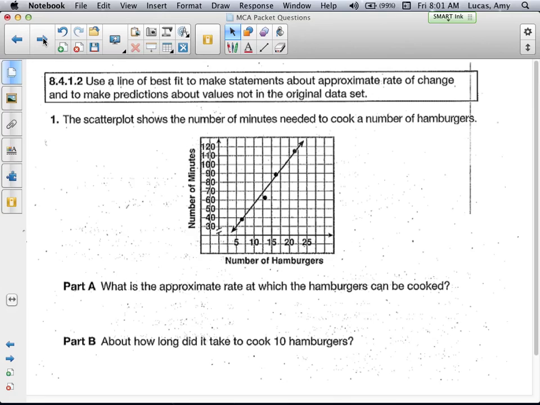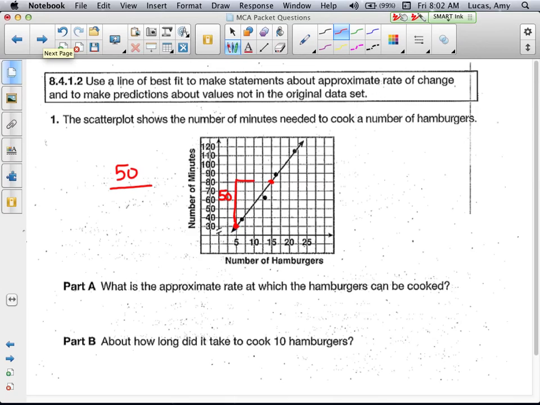So number one, the scatter plot shows the number of minutes needed to cook a number of hamburgers. Part A, what is the approximate rate at which the hamburgers can be cooked? So the rate, I'm going to pick this point right here. It looks like it's right where the grid lines intersect, and I'm going to pick this point right here. So I would be rising from 30, so 10, 20, 30, 40, 50. So my rise is 50. And then the run, if I look at my scale, this is 10.